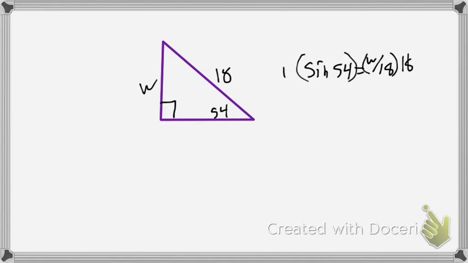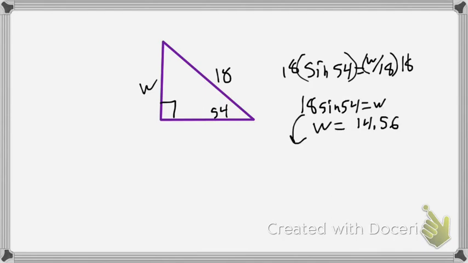We then multiply both sides by 18. We get 18 sine 54 equals W. Plug that into a calculator and we get W equals 14.56. Now this is how you plug it into a calculator, and it differs. Some calculators, like the ones you use in class, you're going to go 18 times the sine of 54, and those are the buttons you press, and you hit enter.